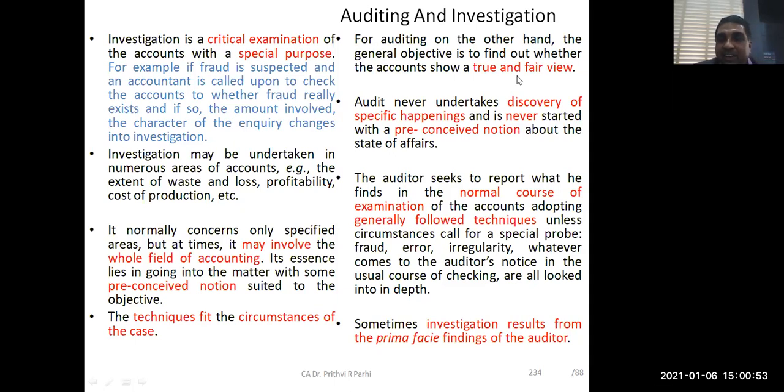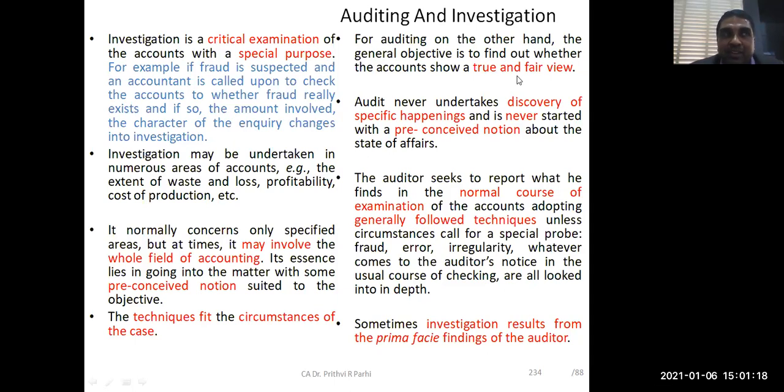And the auditor never undertakes any activity and never applies an audit procedure to discover some specific happenings. It is never started with a preconceived notion. The auditor never carries an impression that there is a fraud or an error. Normally, the auditor starts the audit with the idea that everything is fine.